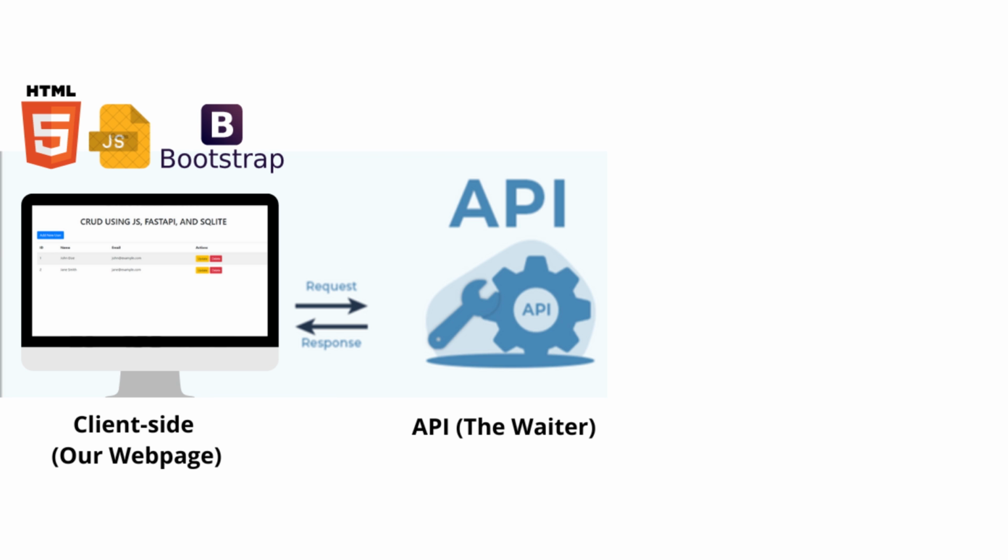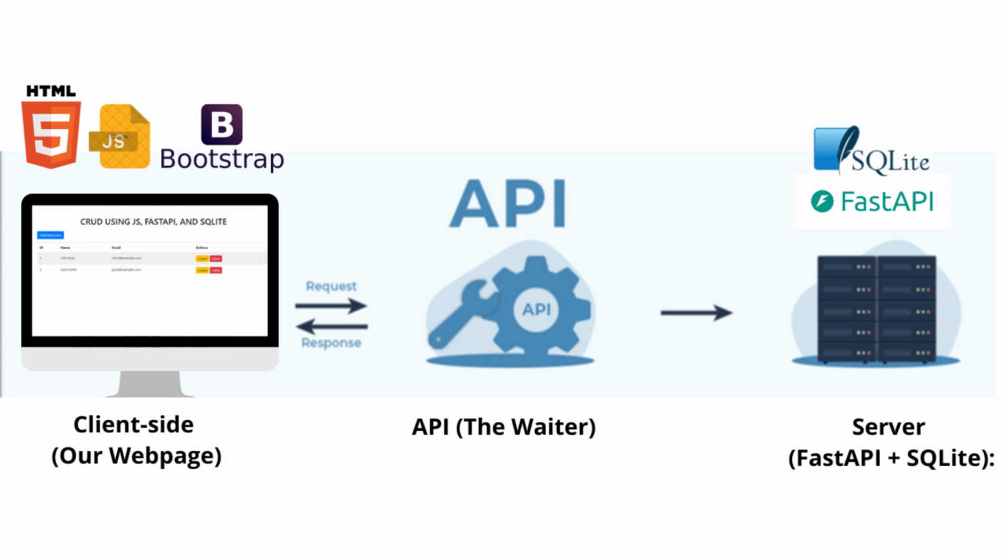API: our FastAPI backend acts as the waiter. When you click a button on our web page, like adding a new user, the JavaScript code will make a request to the API.